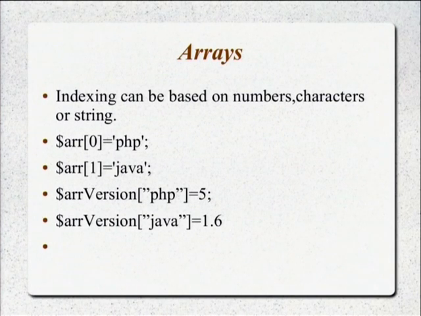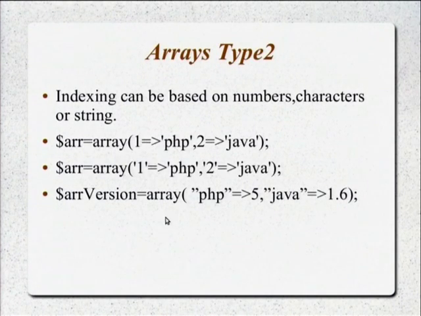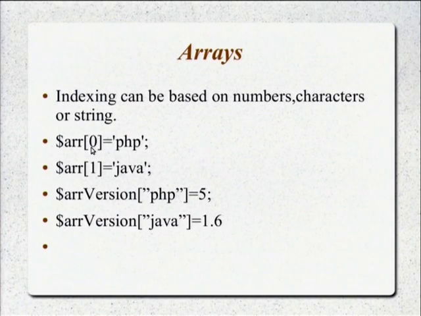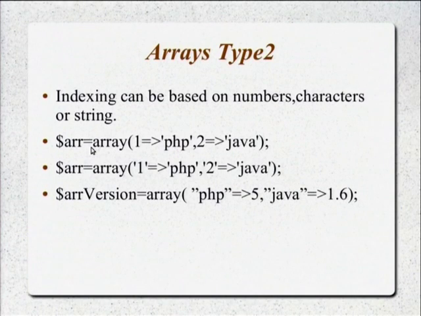There is one more type PHP supports, like this. This is the array variable, and you read it as: form an array, and at this location store this, at this location store this. This is also similar to the previous type. So there are two types of array methods you can use. This is also the same: form an array with PHP as the key having the value 5, and Java as the key having the value 1.6.